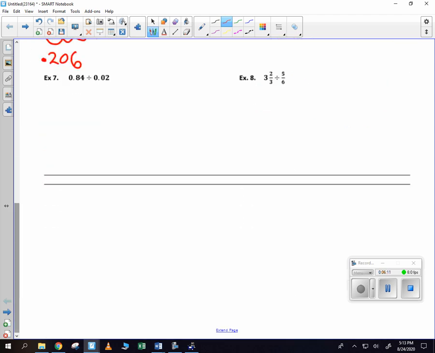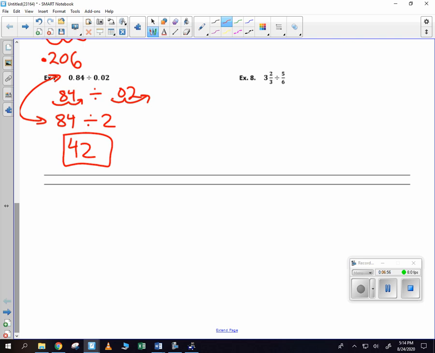This one looks extremely difficult. 0.84 divided by 0.02. We're going to make it really simple. I don't like decimals, so I'm going to get rid of them. If I move it 2 points that way, I get 84. And the rule is that if you move it 2 points that way for one, you do it the same with the other one. So now the problem becomes 84 divided by 2. These are the same problems. We just moved the decimal point 2 places in both. 84 divided by 2 is 42, and that's the answer.